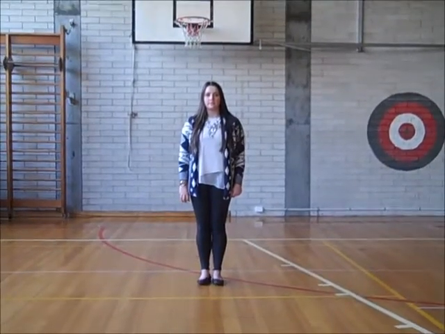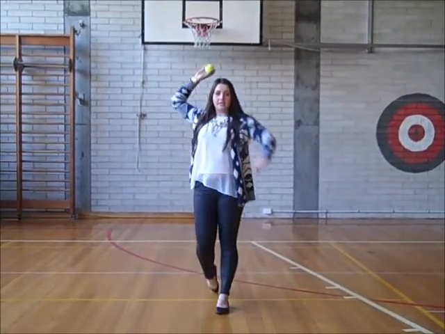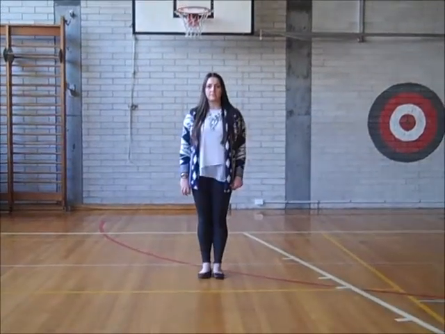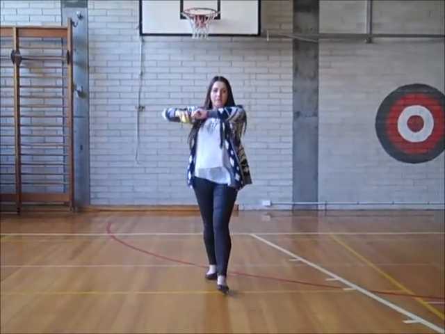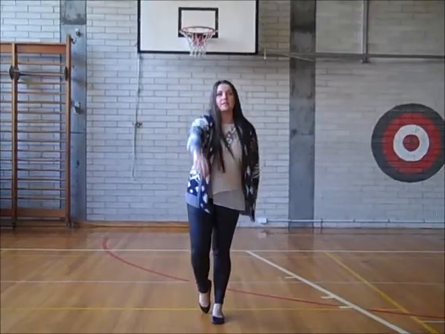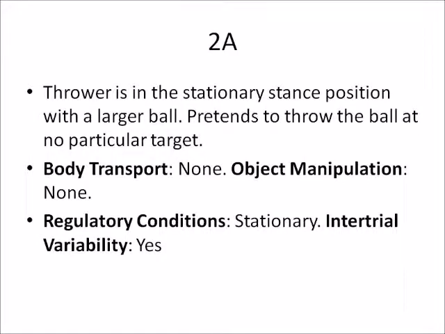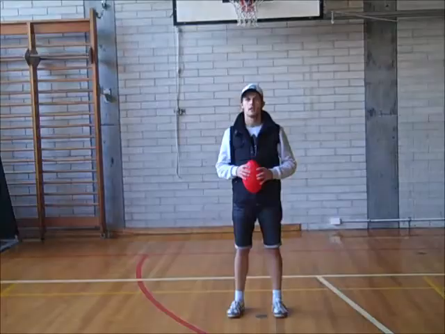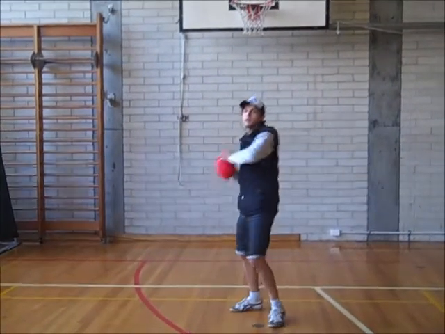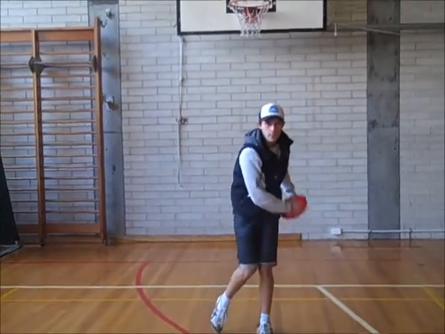In stage 1, coordination is one of the most important characteristics of all motor control theories, as it demonstrates how we control our body's movement to fit within a skill. In stage 2A, the thrower is in a stationary position and goes through the correct throwing motion but will not release the ball. As you can see, we have changed from using a tennis ball to using a softer and smaller version of a gridiron ball, which will further develop the required skills.